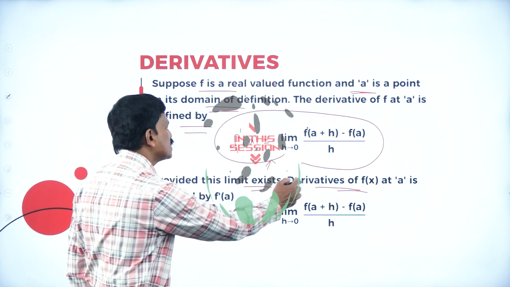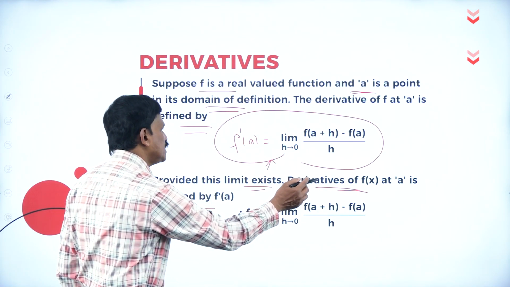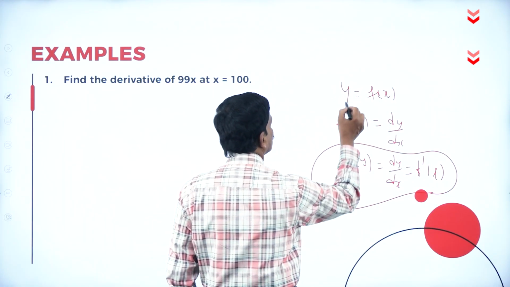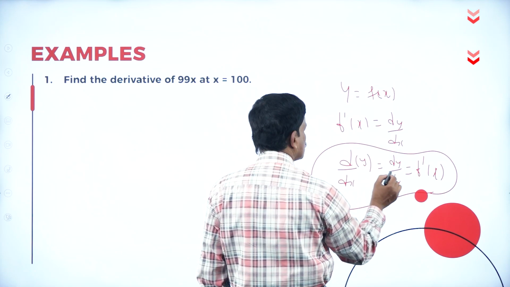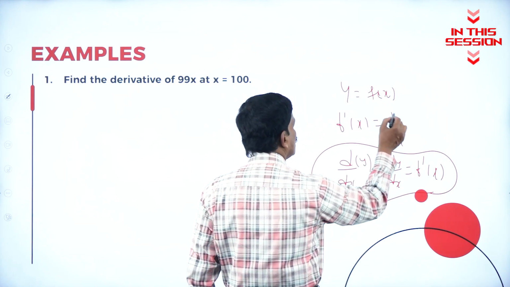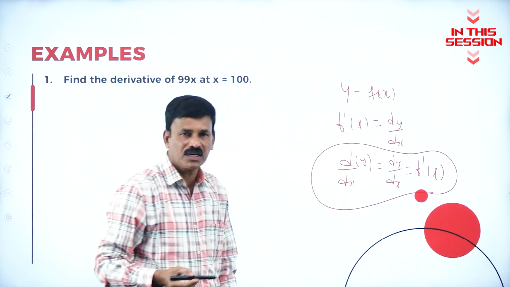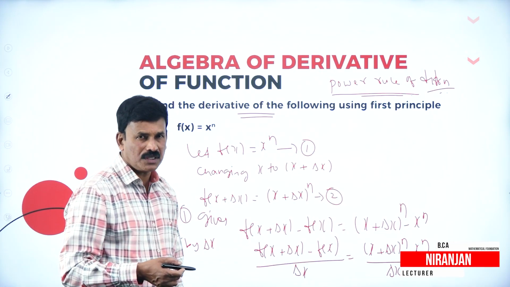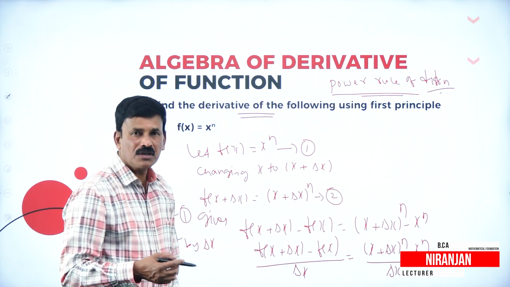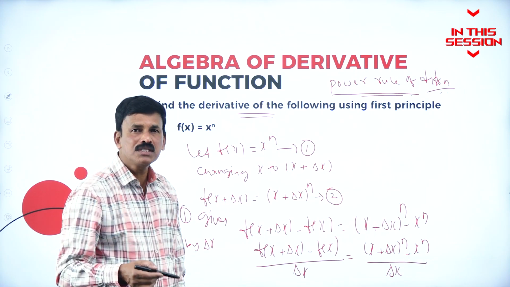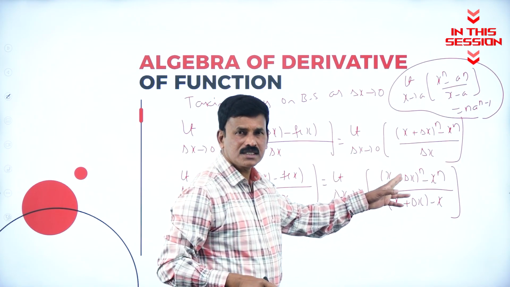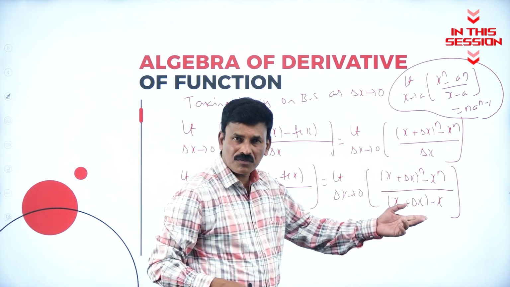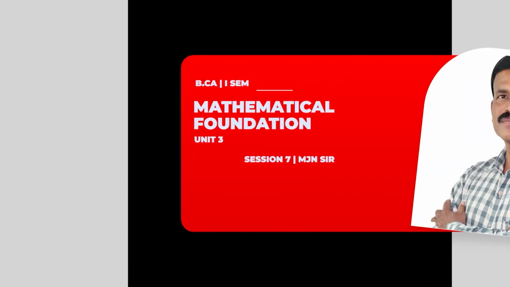Provided this limit exists, then the derivative of f of x at a is denoted as f dash of a. Differentiation of the function y with respect to x is denoted as dy by dx, and it is represented as f dash of x. This procedure of finding the derivative of a function is called derivative of a function using first principles. If you put x plus delta x is equal to z, then whenever substitutions are taken, the value of limit also changes.